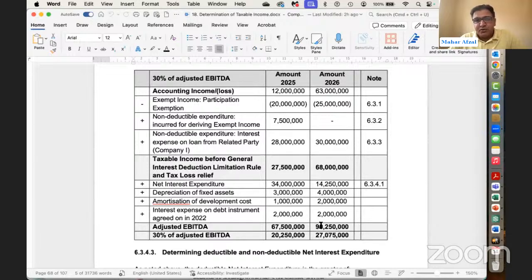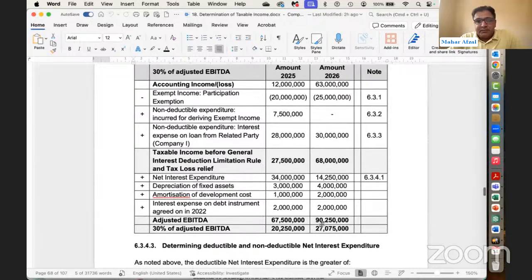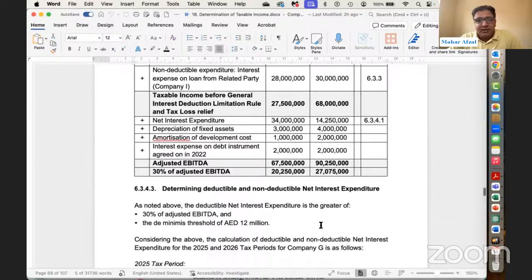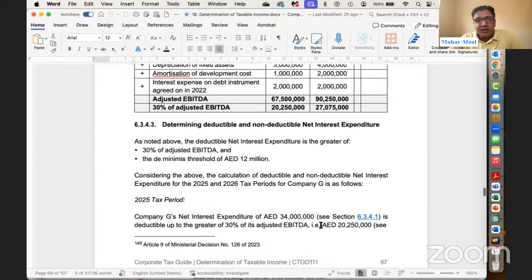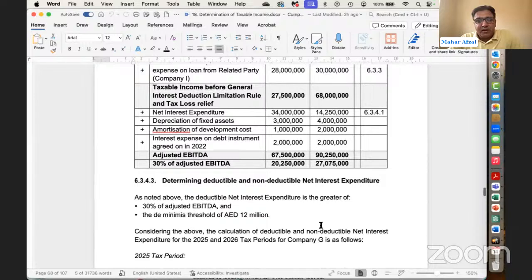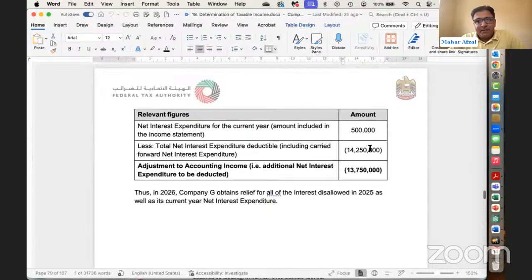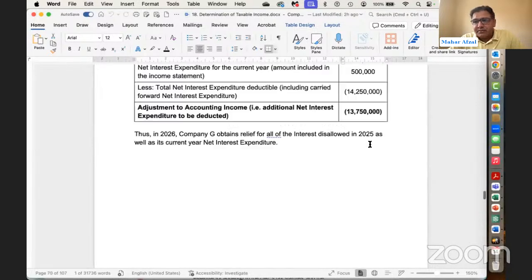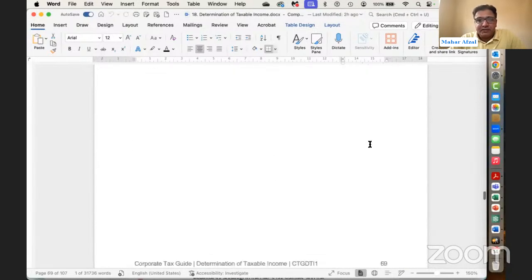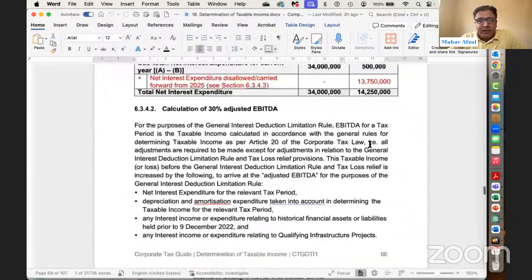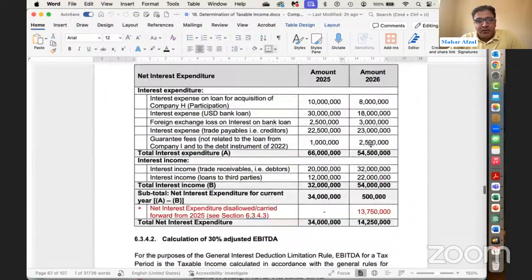30% of adjusted EBITDA 20,250, and my net interest is 34, whichever is higher. Adjusted EBITDA 20,250 should be deducted. 34 million. Here I made the mistake. They're asking, sorry, not 34, this is fine as well. 50 million, where I made a mistake. Basically everything is correct. Anyway, this might be a calculation error. It should have been the same in principle.